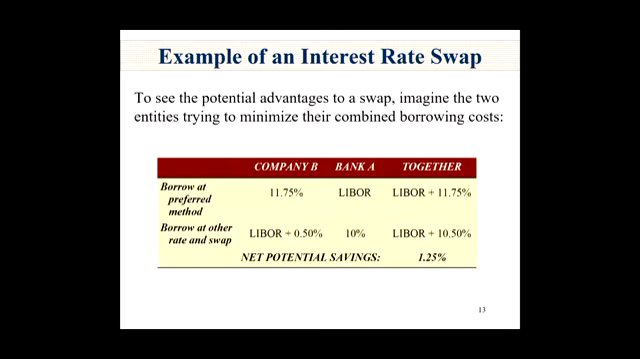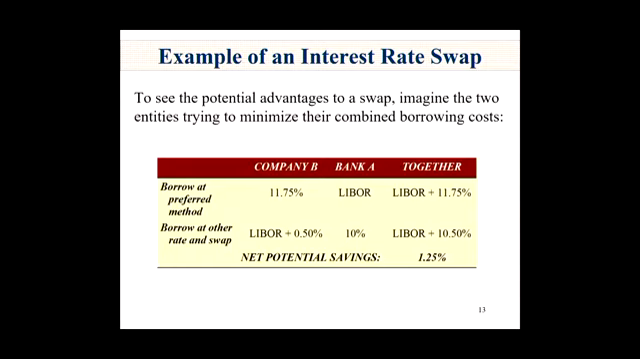Okay. So we have two entities, two companies, A and B. They can both either borrow fixed or borrow floating, because they have a preference for one or the other: a preference for fixed or a preference for floating. So we can look at them both together and see what is the best combination of what they should do.